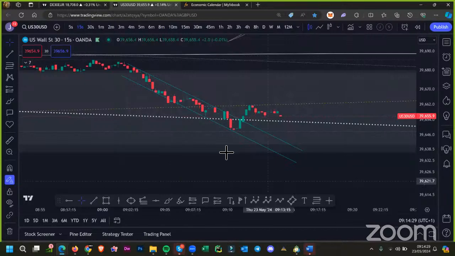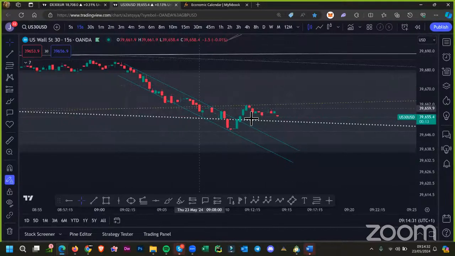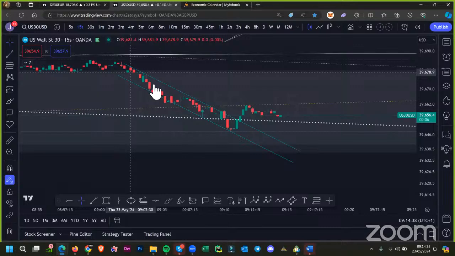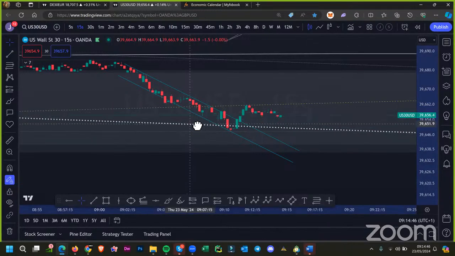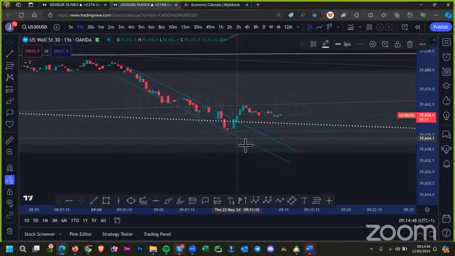But I just zoomed in to show you what's just happened here: this closure above this level here didn't happen for this whole push down here. Is that a coincidence that it didn't happen? And as soon as it got to our wall, this one here, it happened. That is not a coincidence. I don't believe in coincidences. Do you understand what I'm saying?